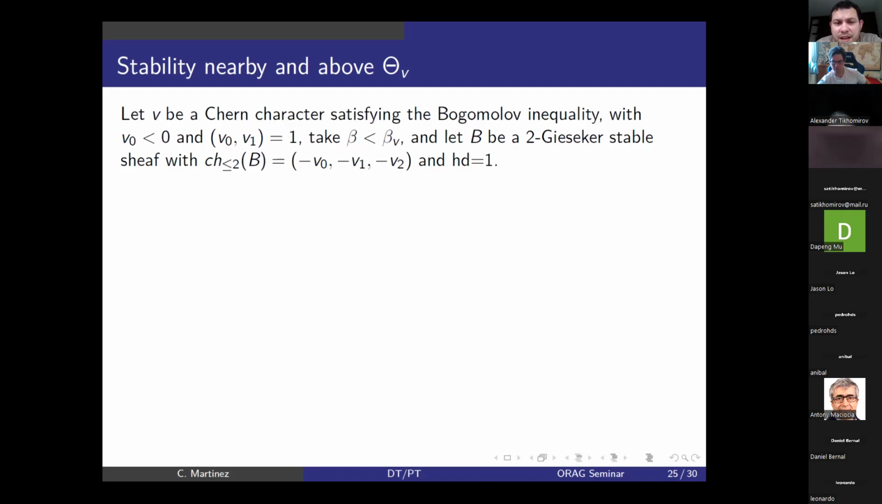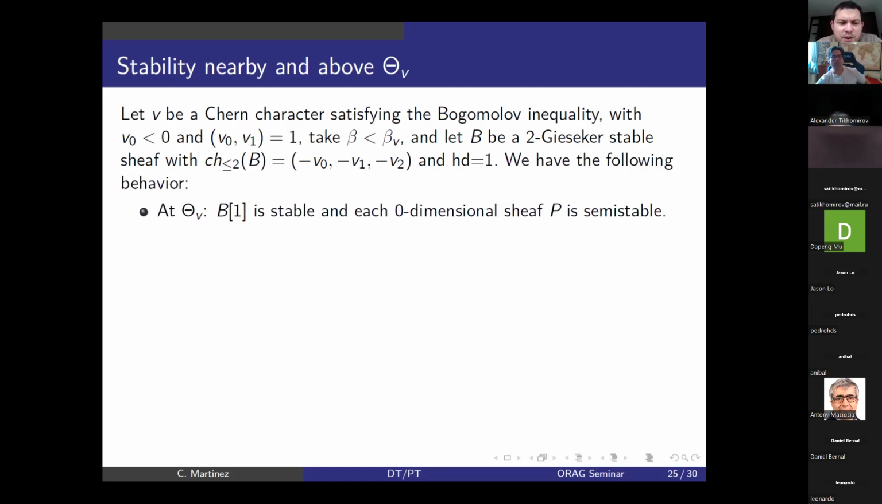the rank and degree holds, and I will take a beta that is less than this beta V, this point of intersection of the largest Steel wall with the theta curve, and I will take B a 2-Gieseker stable sheaf that has the Chern character I would like to have, which is the negative of V, and so that it has homological dimension 1. That means B double dual quotient by B is pure one dimensional. So we have the following behaviors there.